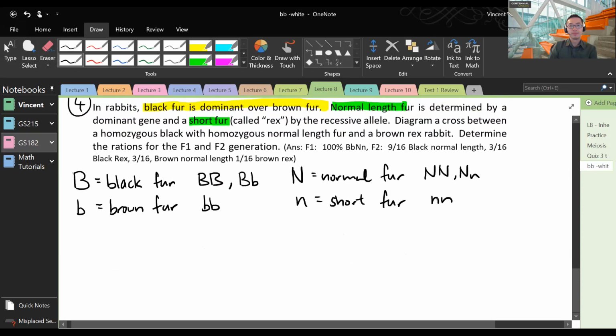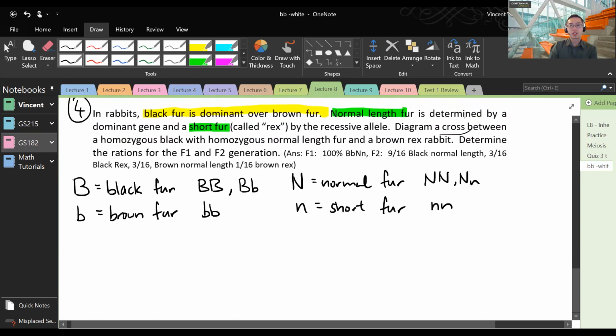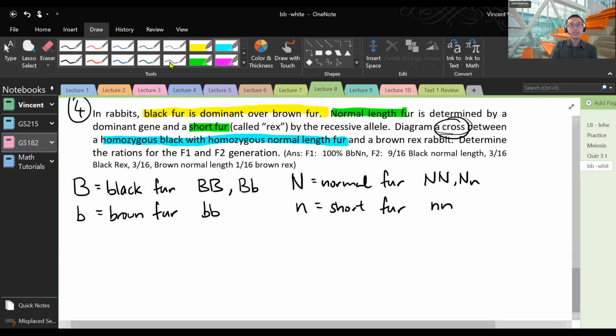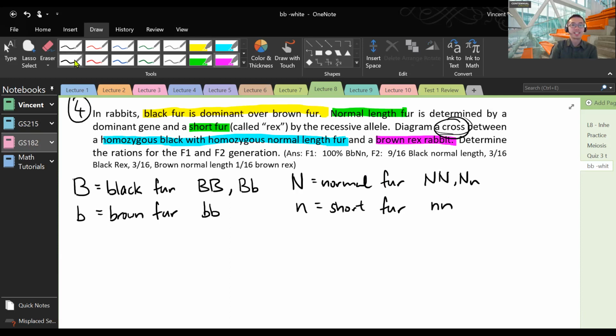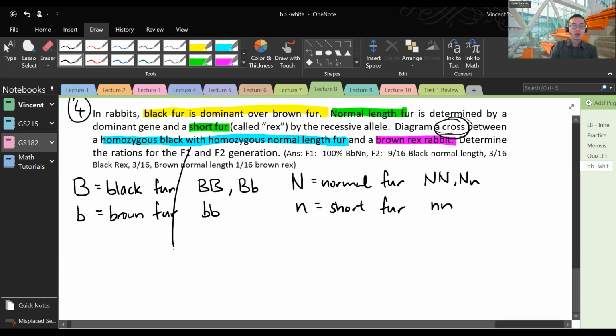Now we have to do this part. Diagram a cross. A cross just means to have babies. A cross between homozygous black with homozygous normal length, with a brown Rex rabbit. Okay, so let's start with this guy. Homozygous black. So that's big B. Homozygous means the same, right? With homozygous normal length. That would be big N.